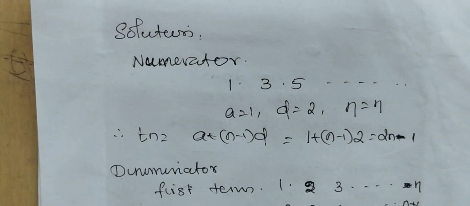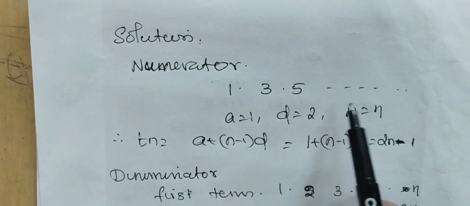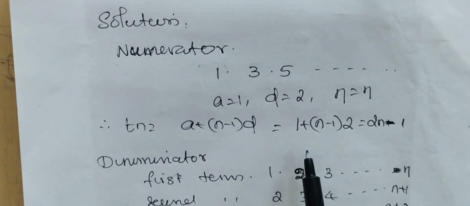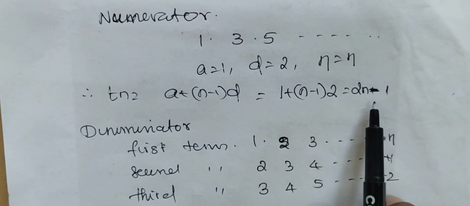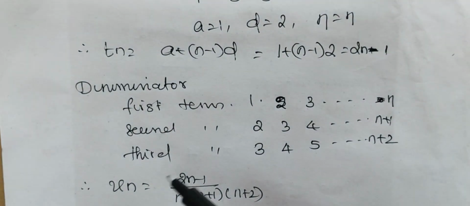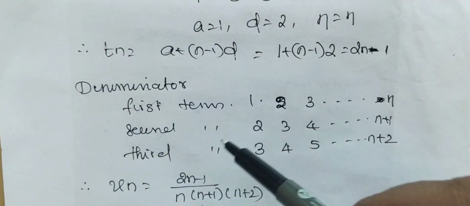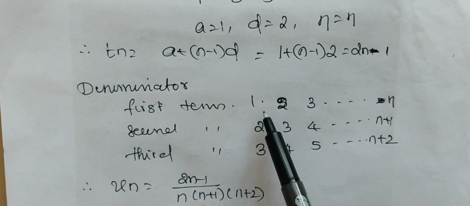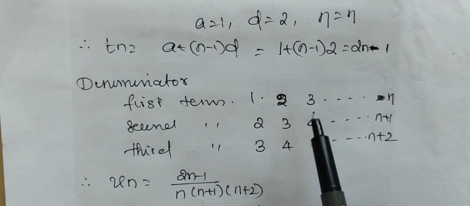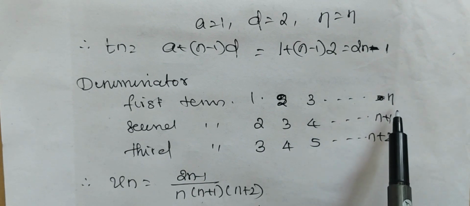Here in the numerator, the first terms are 1, 3, 5, etc. By using a plus n minus 1 into d, we get the nth term equal to 2n minus 1. What about the denominator? The first term is 1, the second term is 2, etc. Then the nth term is n only.